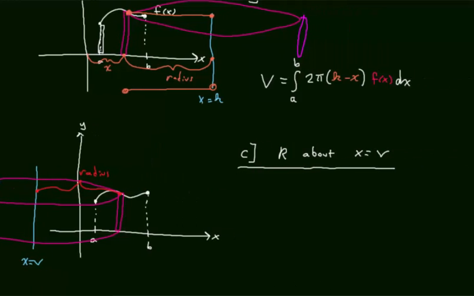So I'll scooch over here and say our volume equals the integral from first rectangle to last, a to b, of the circumference, which is 2 pi. We're ready for our radius, which in this case is going to be the x value minus the v. This x value minus this x value creates the distance, or the radius. Our function is f of x, the height of the rectangle, and then our thickness.